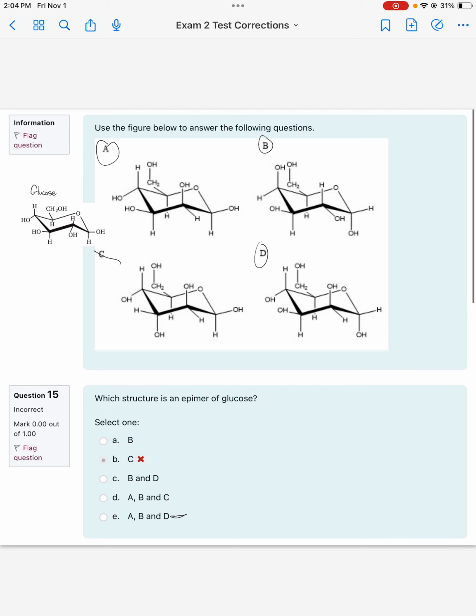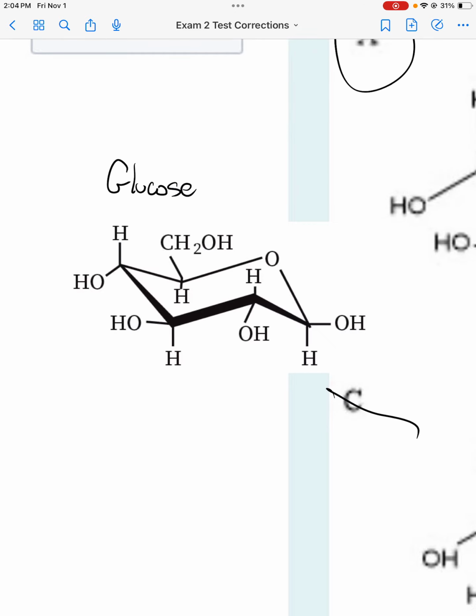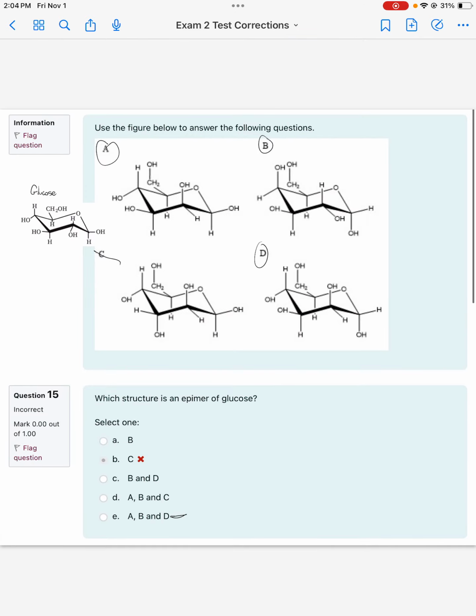For number 15, I read the question wrong. I thought it said which is not an epimer of glucose. So glucose, that's the normal molecule there. So C is not, because it's different at 2 spots, not just the 1. So you can see with A, B, and D that it just differs at the 1 spot.